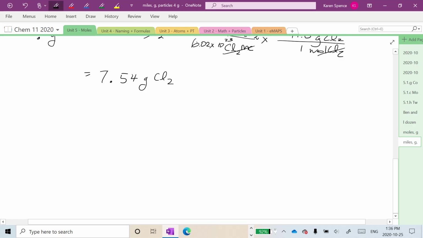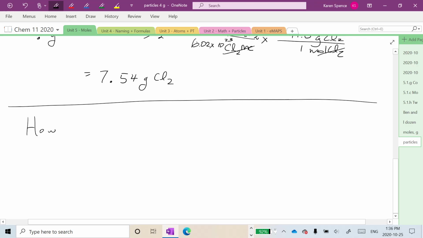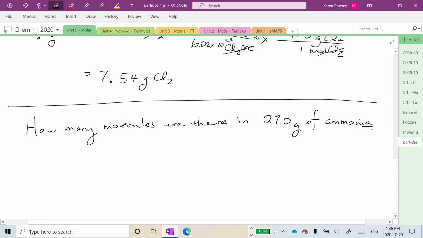Let's try going the other way. How many molecules are there in 27.0 grams of ammonia? And remember, this is ammonia, not ammonium.